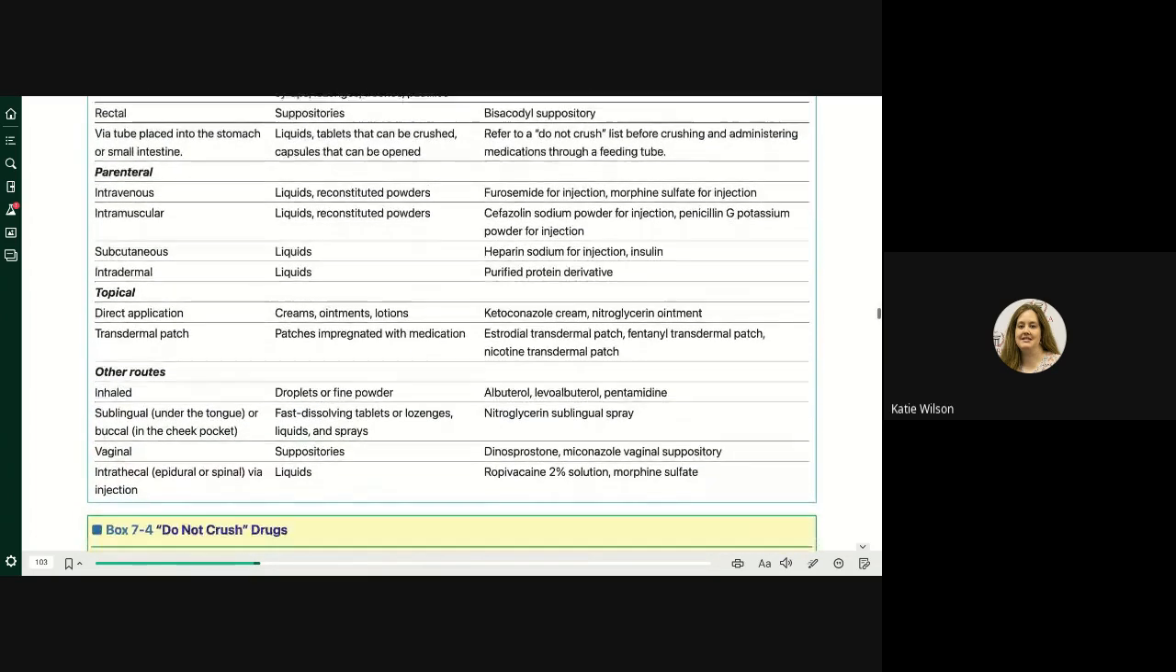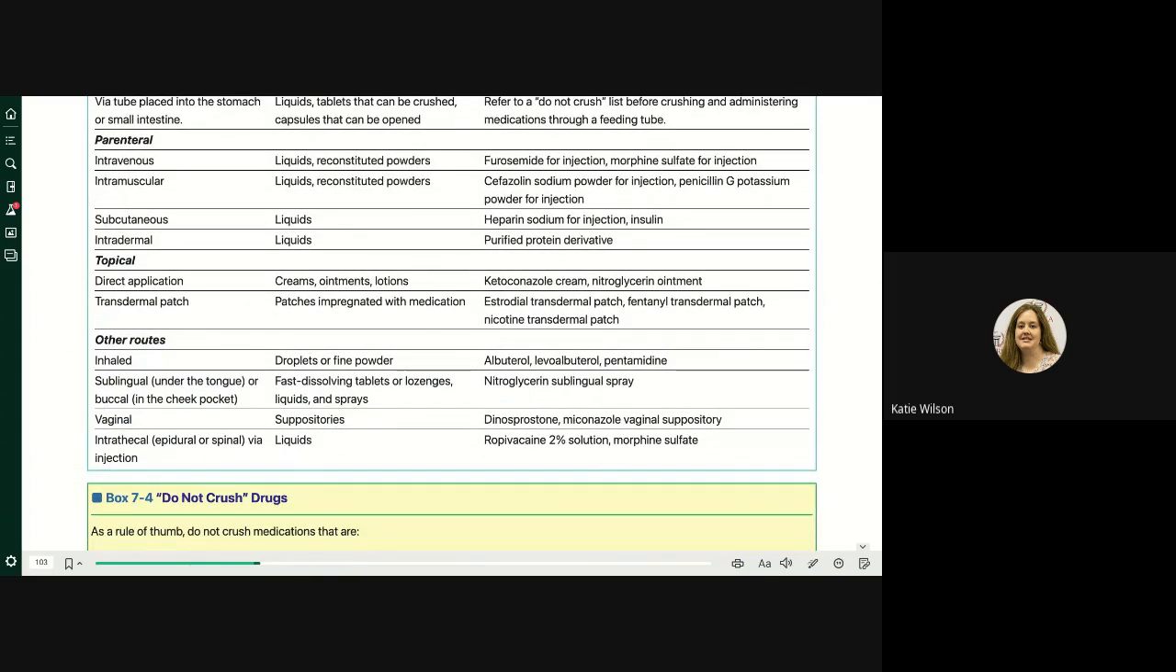Okay. Parenteral medications. Parenteral basically means outside of the GI tract. So we are giving intravenous, intramuscular, subcutaneous, or intradermal. So intravenous means IV. I think everyone's heard of IV medications and knows what an IV is. Intramuscular is basically an injection or a shot into your muscle. Subcutaneous is just into the skin, and that first layer of the skin, and then intradermal as well.